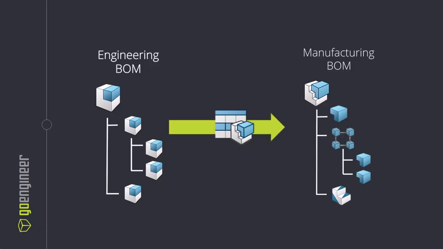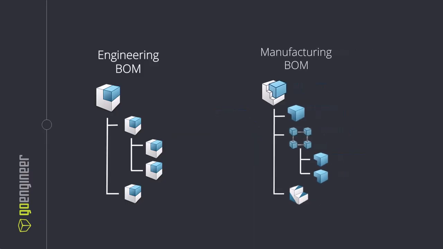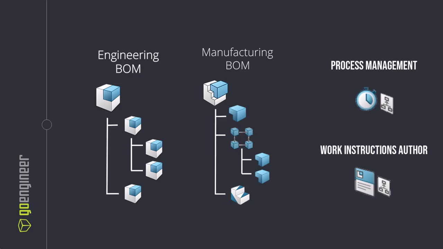A manufacturing bill of materials is the gateway to more granular and specific operations like process management and work instructions to flesh out the details of properly sequenced assemblies and worker-friendly documentation. Stay tuned for future videos on these roles.